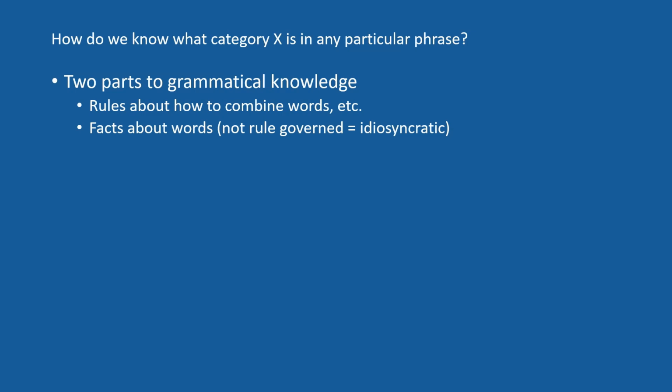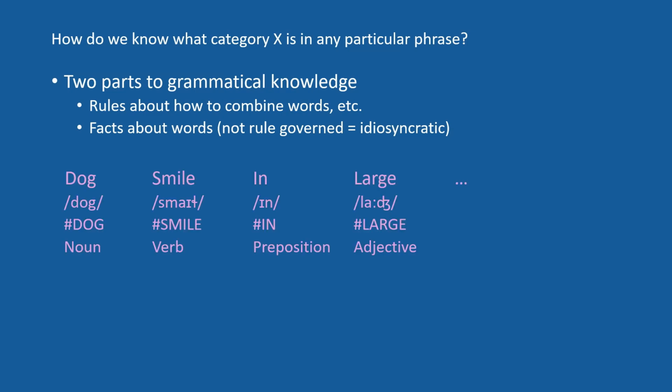But that isn't the only thing you need to know in order to know a language. You have to know about words and the properties of words. And those properties of words are not rule governed. They are idiosyncratic. That means they are randomly assigned. To see this, let's have a look at a few words and their properties. Okay, so here we've got dog, smile, in, and large. Now, the properties of dog is that it's pronounced dog.